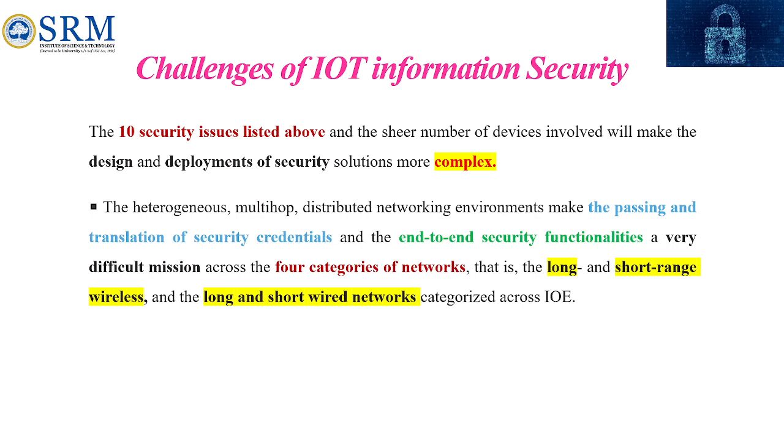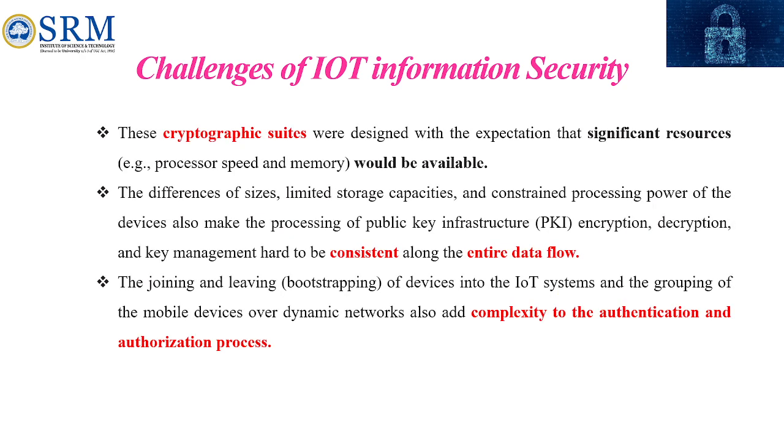If you go for heterogeneous systems or distributed networks, passing the security credentials, translating them, and end-to-end security functionalities will be difficult across the four categories of the network. We will be discussing these in further classes: long and short range wireless networks across our Internet of Everything. The cryptographic suites were designed with the expectation that significant resources would be available. In IoT systems, devices join and leave, and mobile devices are grouped over a dynamic network, adding complexity to the authentication and authorization process.